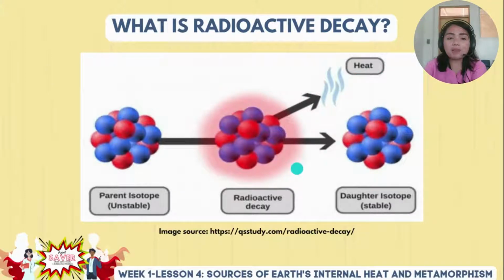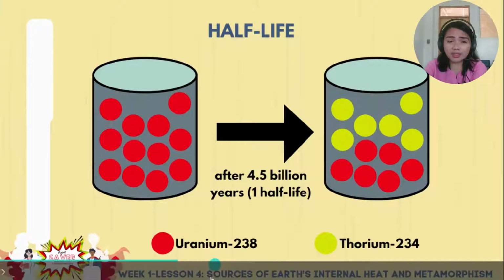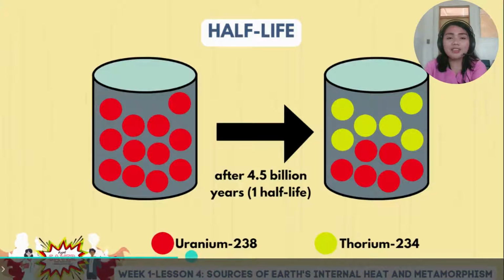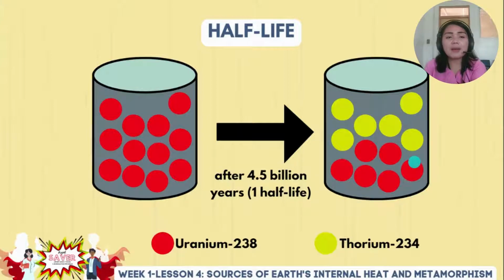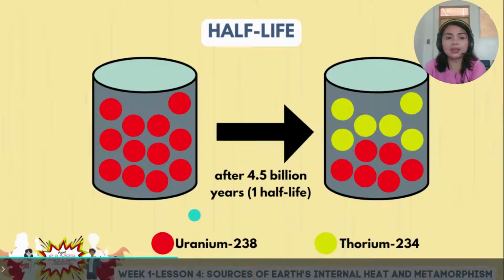Ang radiation na nire-release ng isang unstable parent isotope ang pinagmumula ng radioactive heat. Kung nagbabago pala ang parent isotope kapag ito ay nagde-decay, bakit hindi nauubos ito sa loob ng Earth? Half-life ang sagot sa tanong na yan. At half-life ang ginagamit na term para i-describe kung ilang taon, araw, or oras ang lilipas bago mag-radioactive decay ang kalahati ng amount ng isang radioactive element.